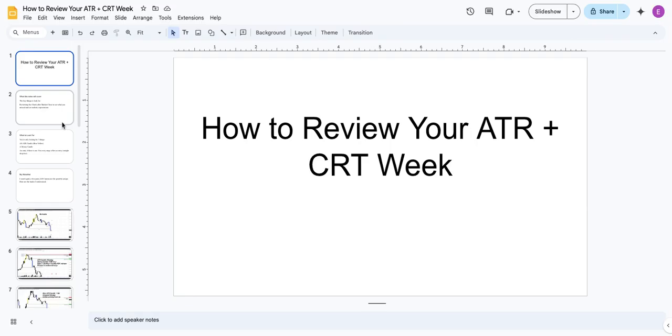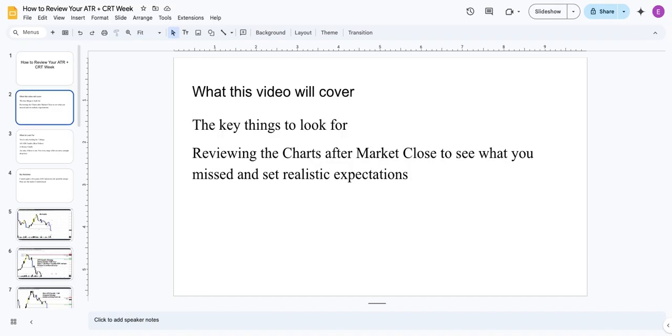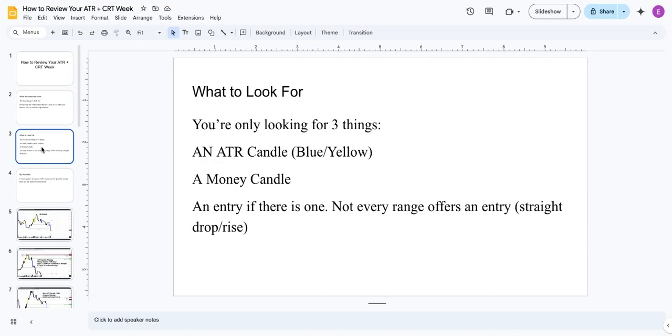Let's get straight into the video, and we're going to show you how you can use, just when the market closes, how to find the trades that you missed. And what you're going to be looking for. So again, this video is going to cover the key things to look for when you review your charts. I'm going to show you the best way to quickly identify entries, exits, and set realistic expectations for the week to come. So when you're looking at a chart, you're only looking for three things.